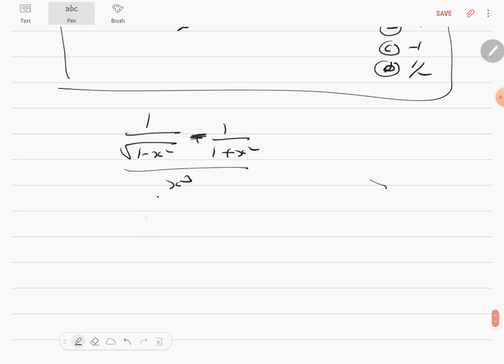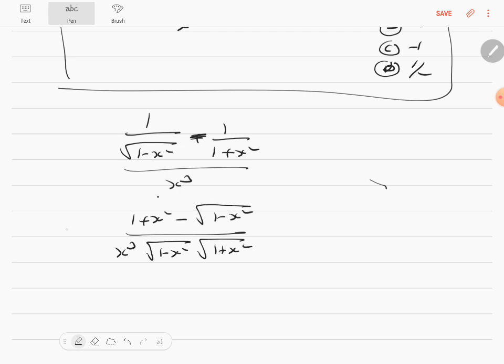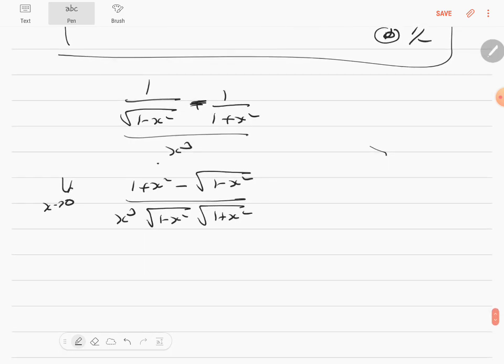So it will be root of x cube can come here, root of 1 minus x square into root of 1 plus x square. So this will be 1 plus x square minus root of 1 minus x square, and limit x tends to 0. The only way to do this is we can take this in a whole root. I'm just trying. 1 minus x square into 1 plus x square is like a plus b into a minus b, a square minus b square, which is 1 minus x to the power 4.